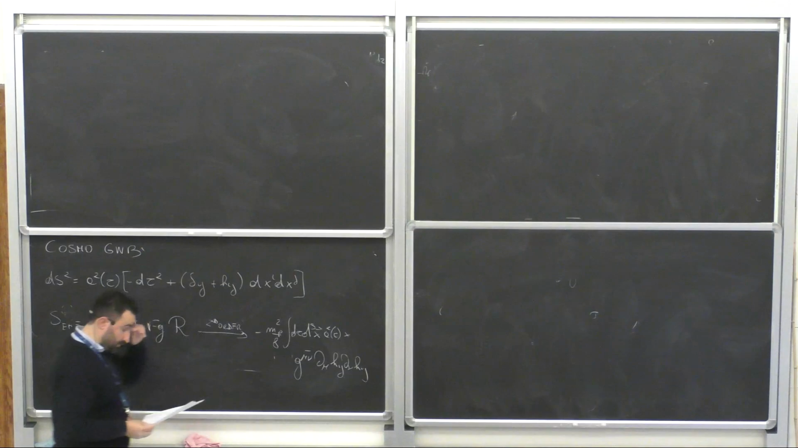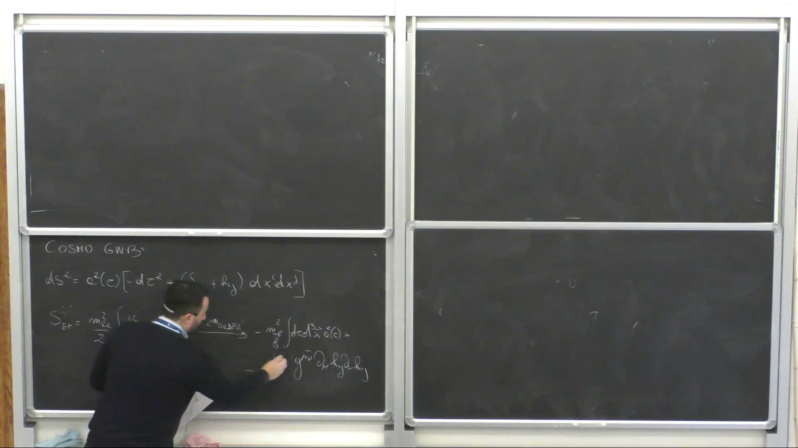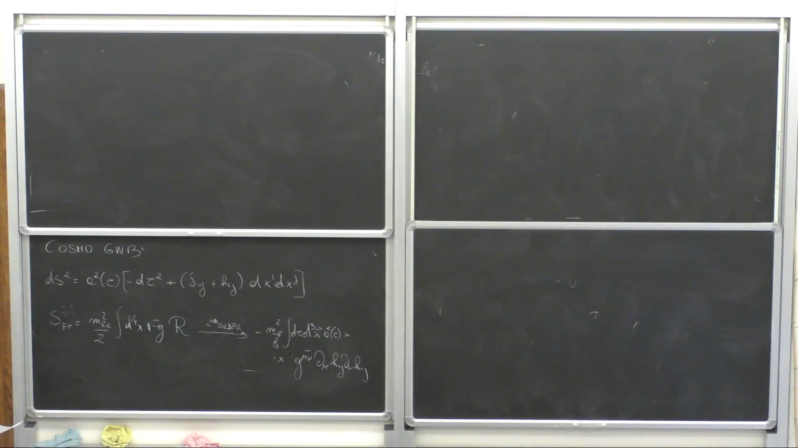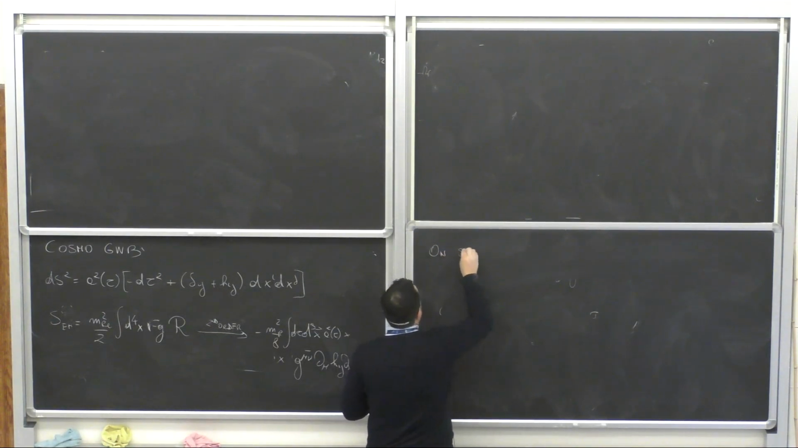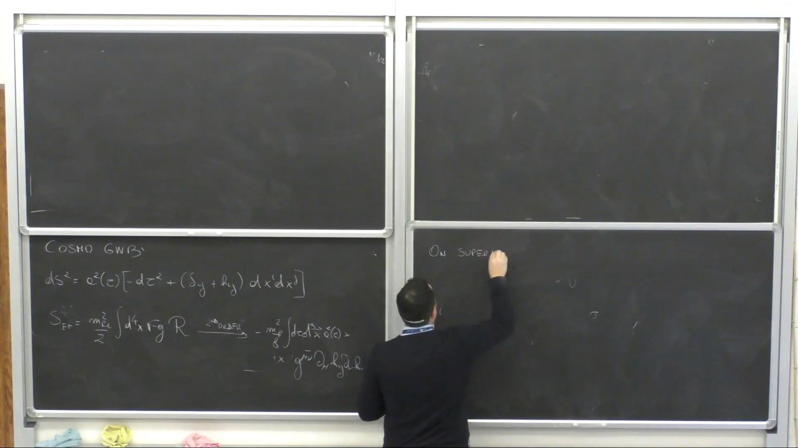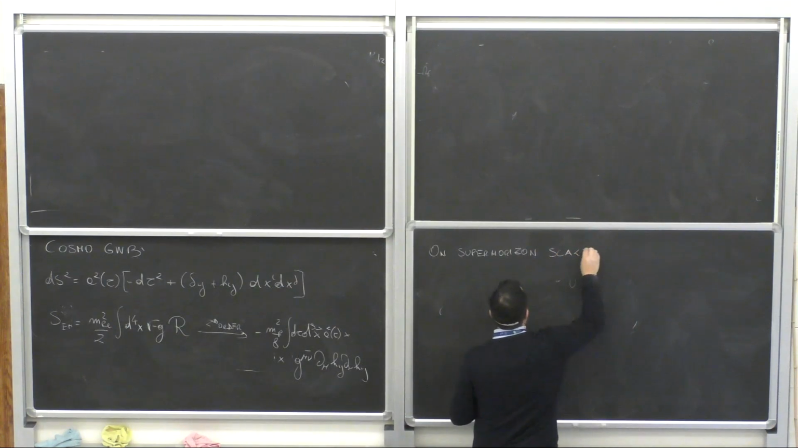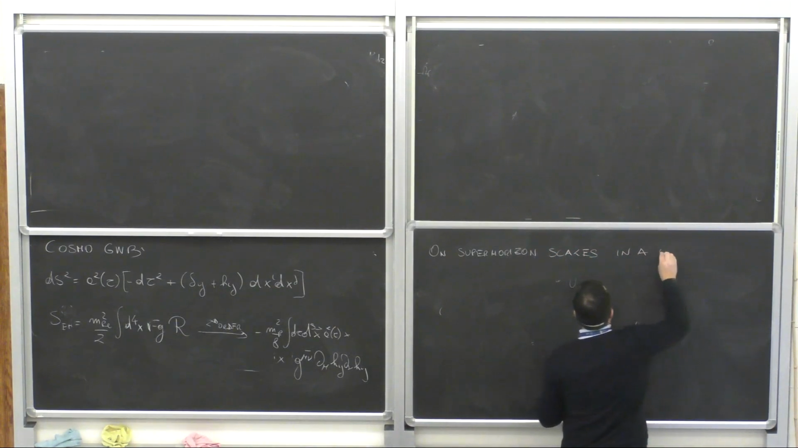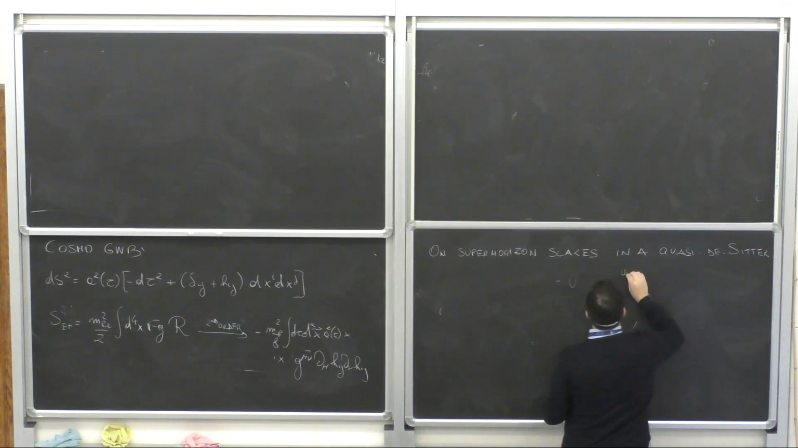This is the perturbed second order Einstein-Hilbert action. So you derive the equation of motion, the same as yesterday, and you solve it, but you solve it on super horizon scales in a quasi de Sitter universe.